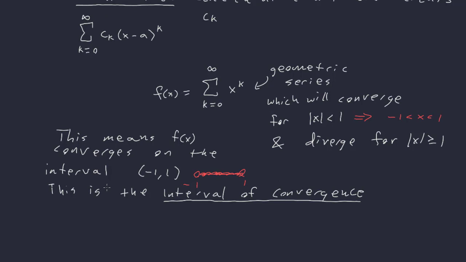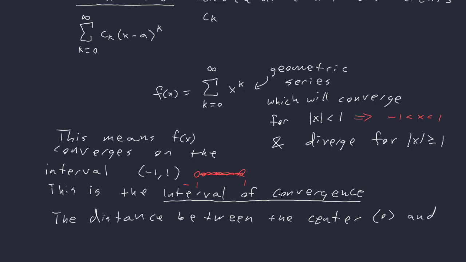The distance between the center, which in this case is 0, and the boundary is the radius of convergence.